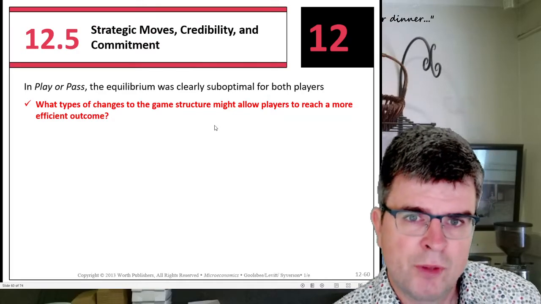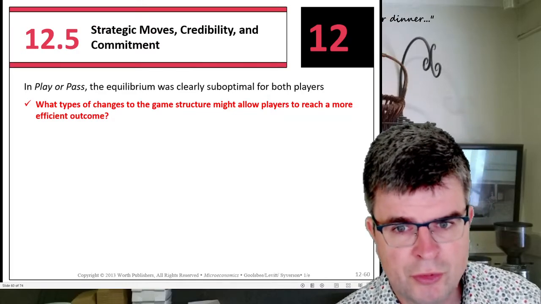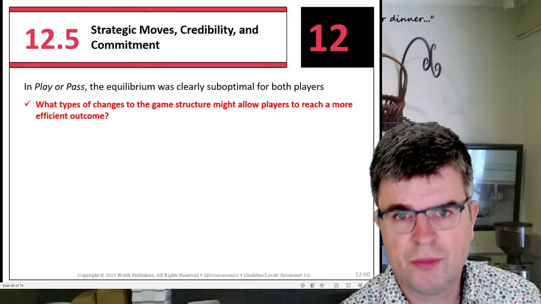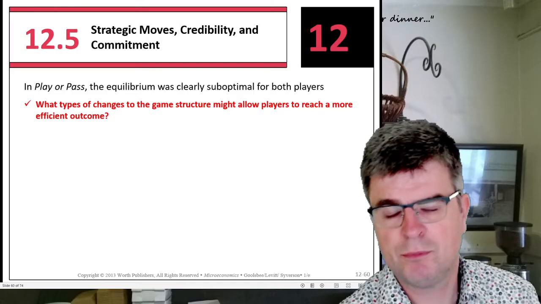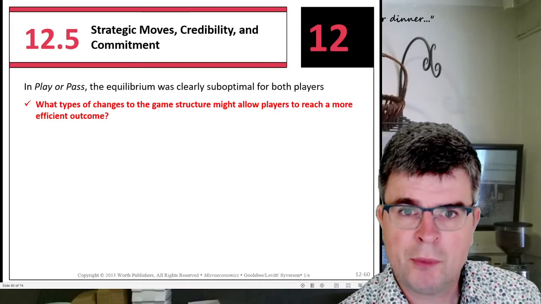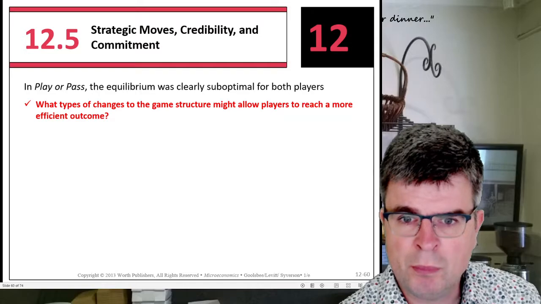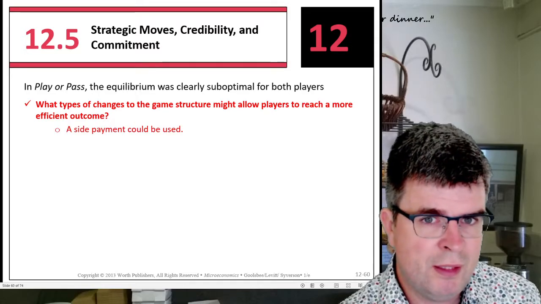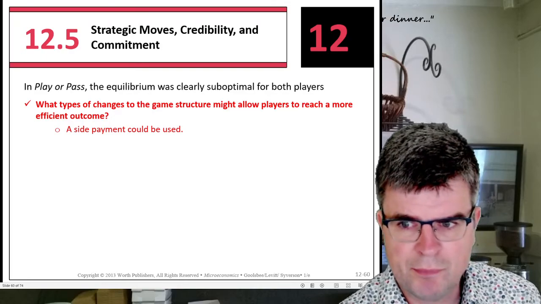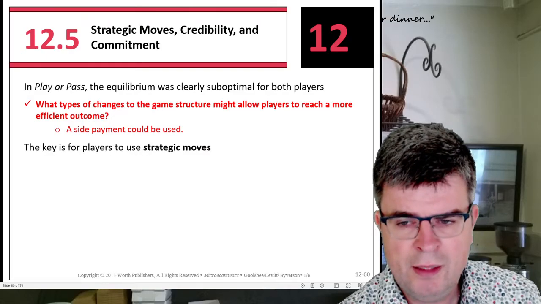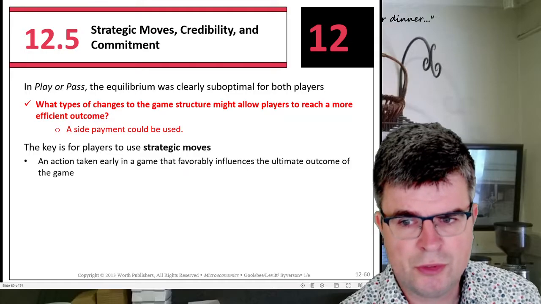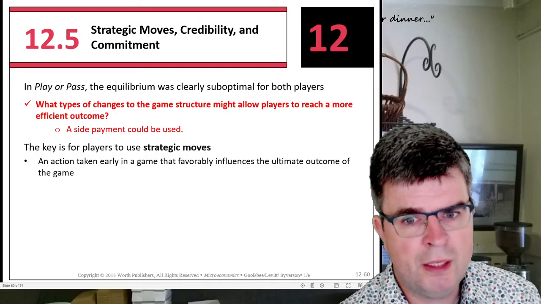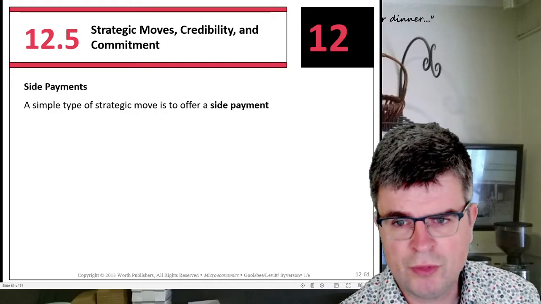So how could we change the game structure to allow the players to reach a better, a more efficient outcome that increases the payoff to both? That would be a Pareto improvement if the payoff to both players increases. One possibility is to use a side payment. So the key is for both players to use strategic moves and an action early in the game that favorably influences the ultimate outcome of the game.